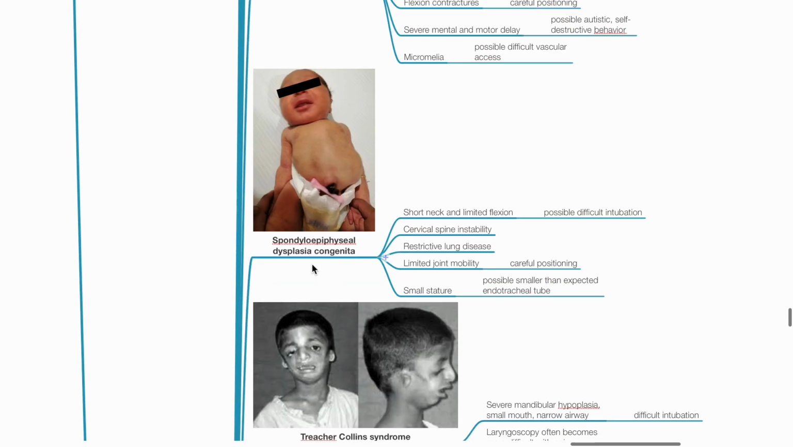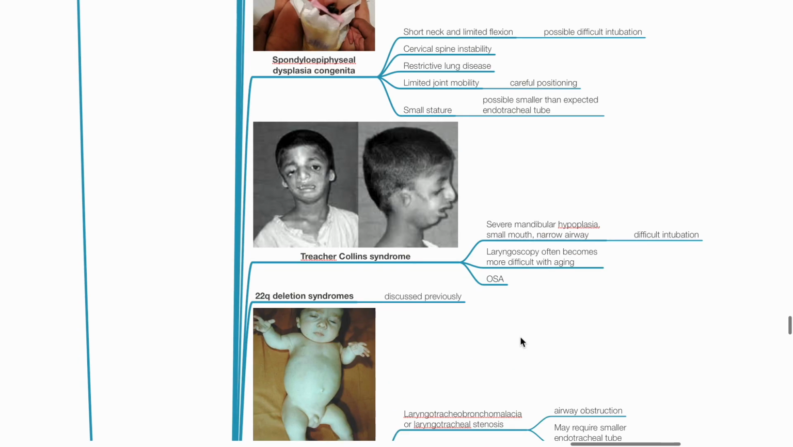Next is spondyloepiphyseal dysplasia congenita. Features include short neck, limited flexion, cervical spine instability, restrictive lung disease, limited joint mobility, ensure careful positioning, and small stature. The patient may require a smaller than expected endotracheal tube. Treacher-Collins syndrome. Features include severe mandibular hypoplasia, small mouth, and narrow airway, leading to difficult intubation. The patient may have OSA.